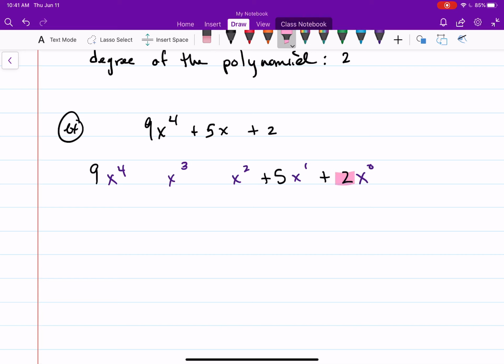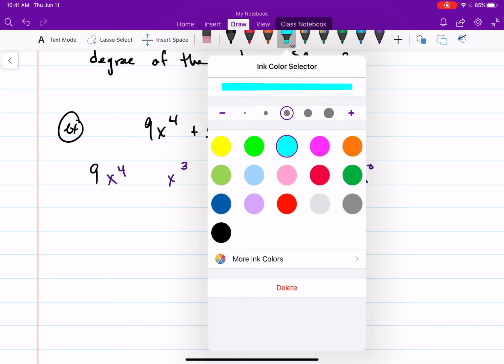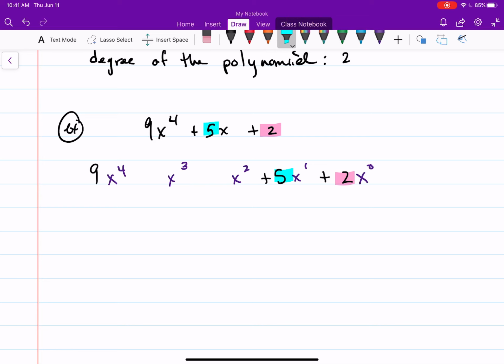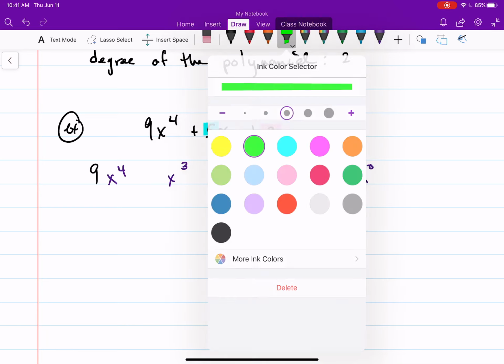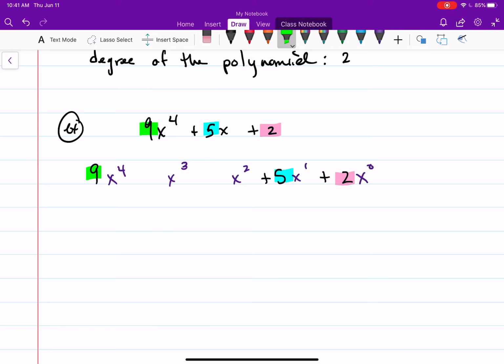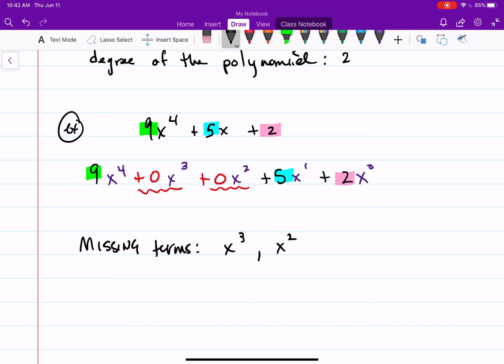So let's do that. So here's the 2. Here's the 5. And here is the 9, okay? All right, so all those match. So what am I missing? I'm actually missing this plus 0 and plus 0 here because those are two so-called missing terms. So what are my missing terms? So missing terms would be x to the 3rd and x squared, okay?